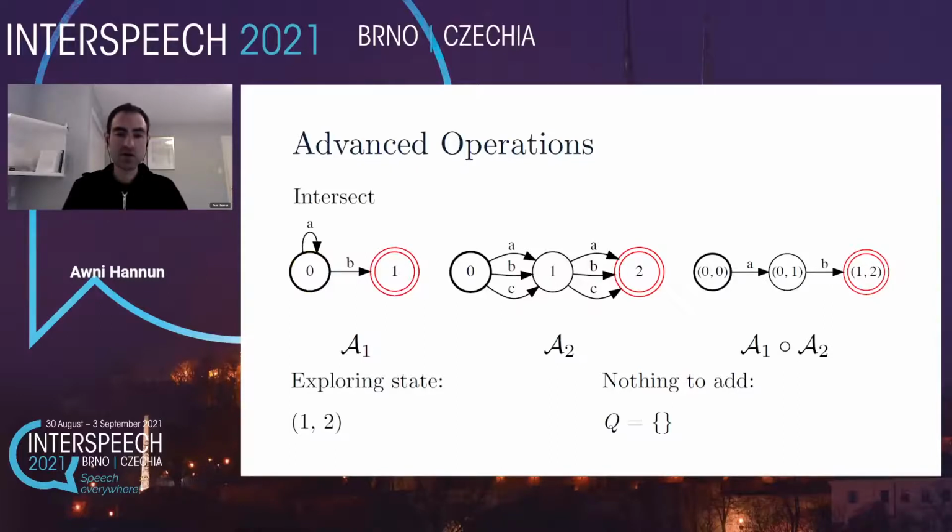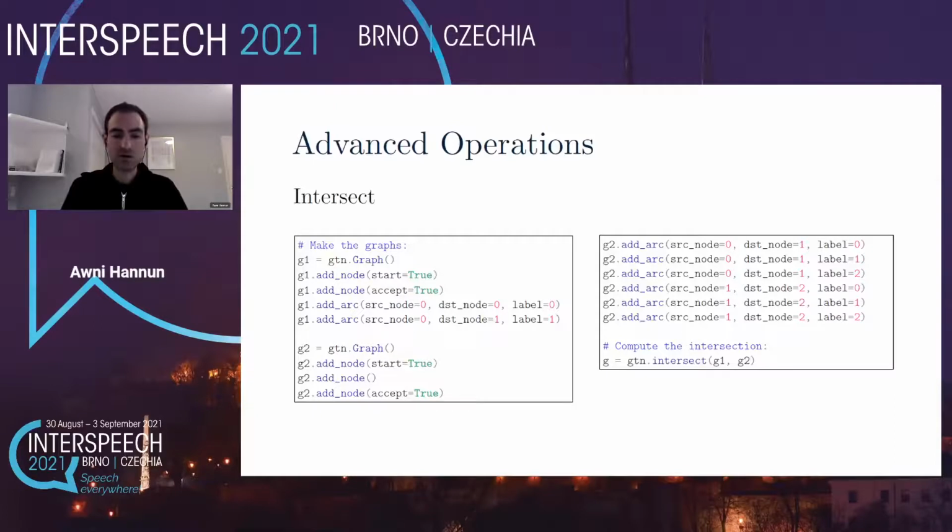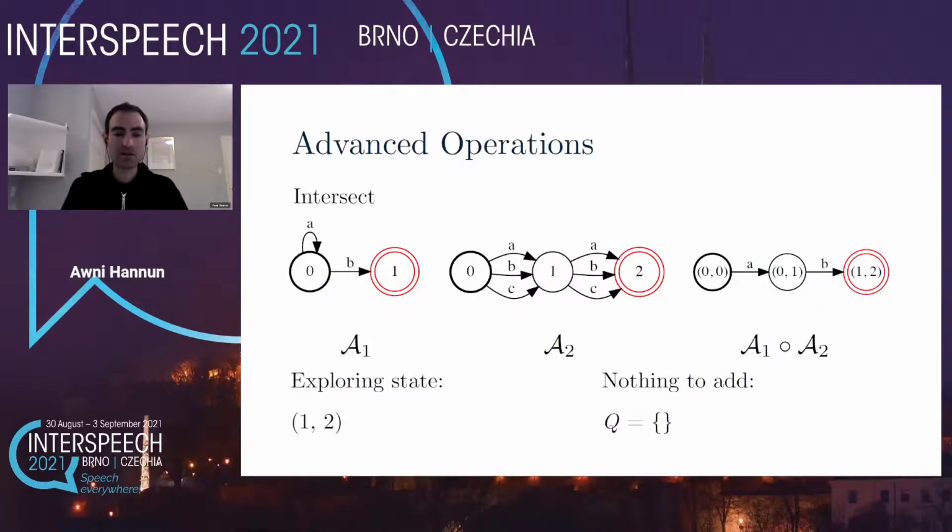Now, finally, we get to the last state in our queue, 1, 2. We look to see if there's, again, any arc pairs which are matching. Turns out neither one has any outgoing arcs. There's nothing to add. But since this state is an accepting state, we have to keep it in our intersected graph. At this point, our queue is empty. And so the algorithm terminates. We're left with the intersected graph.